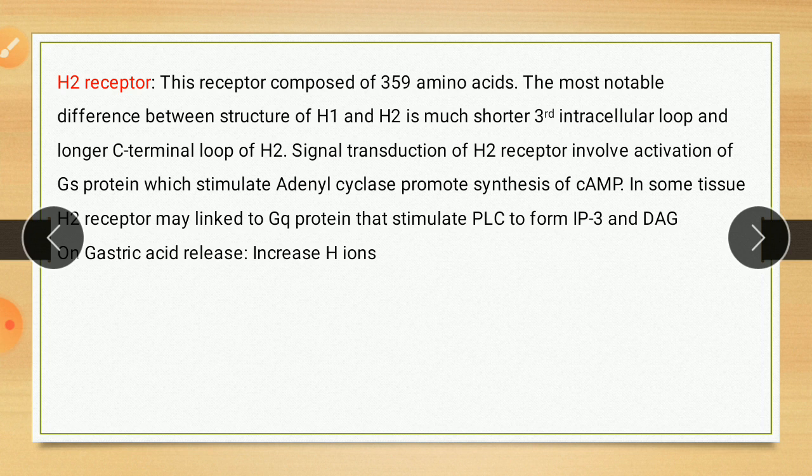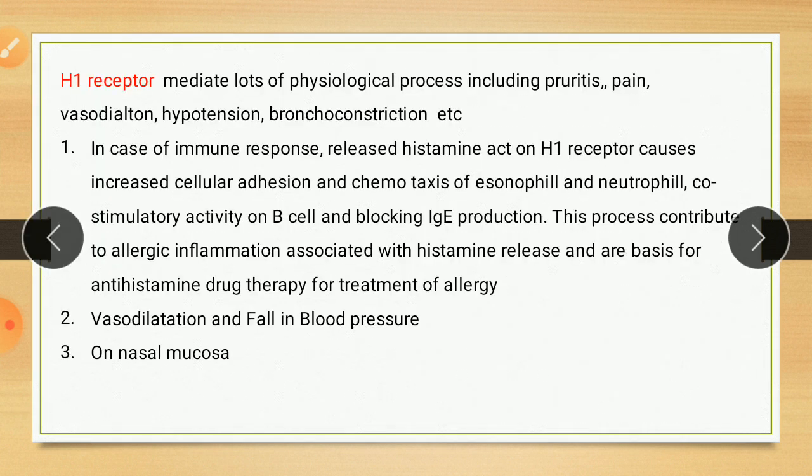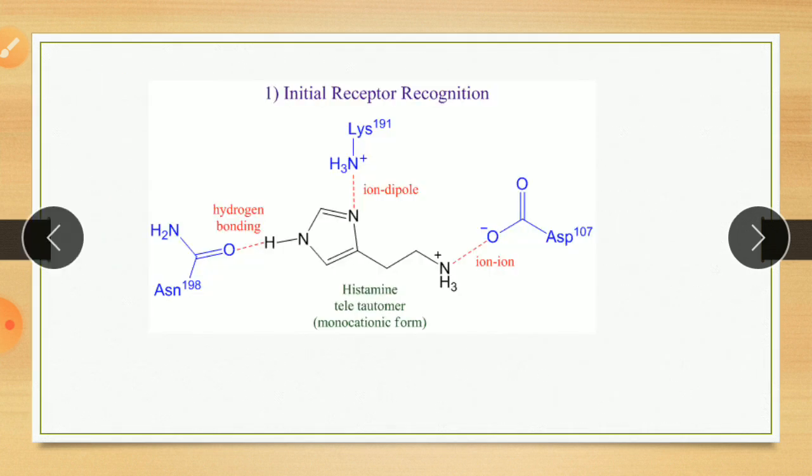So in short, histamine after stimulation of the H2 receptor increases the H plus ion, that is, it increases the acidity. Therefore, H2 blockers are used in treatment of acidity. So it is about the receptors of histamine. There are mainly 4 receptors, but H1 and H2 are important.